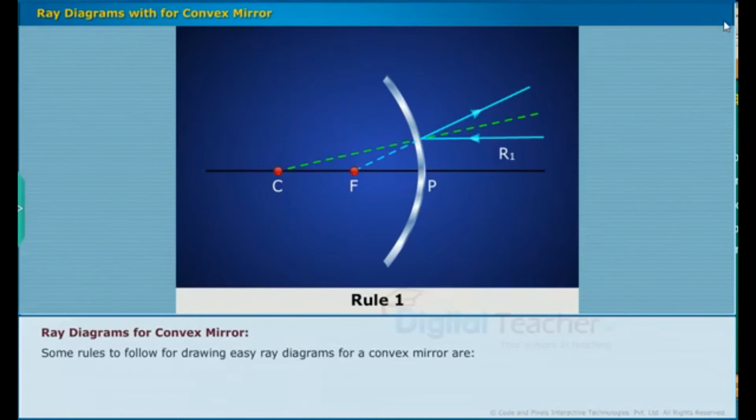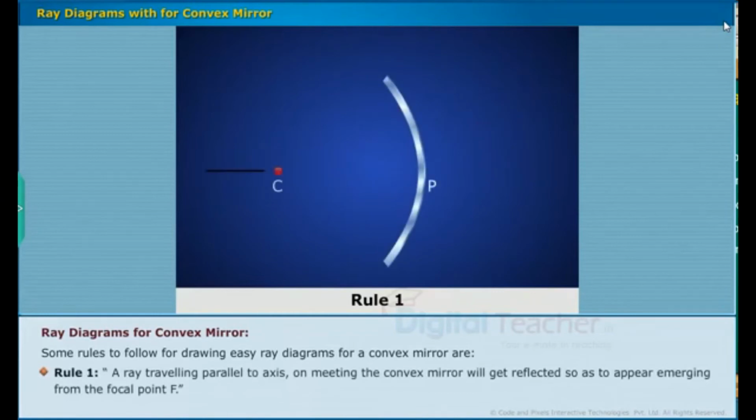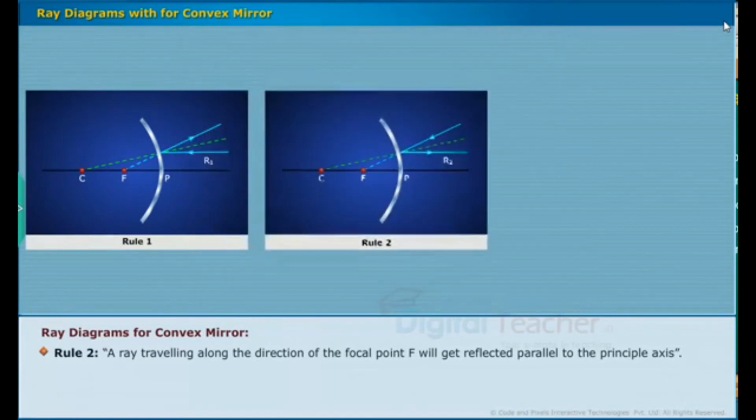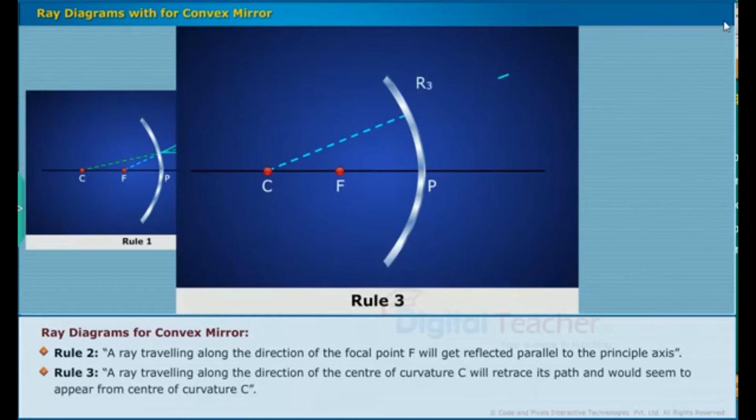Some rules to follow for drawing easy ray diagrams for a convex mirror are: Rule 1. A ray traveling parallel to the axis on meeting the convex mirror will get reflected so as to appear to emerge from the focal point F. Rule 2. A ray traveling along the direction of the focal point F will get reflected parallel to the principal axis. Rule 3. A ray traveling along the direction of the center of curvature C will retrace its path and would seem to appear from the center of curvature C.